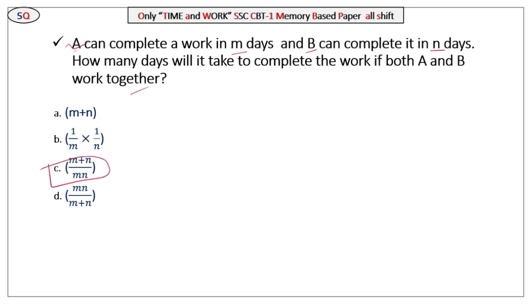How do we get this C? MN by M plus N. I have to prove it. So 1 by M plus 1 by N equals M plus N by MN. So the answer is C. Next question.